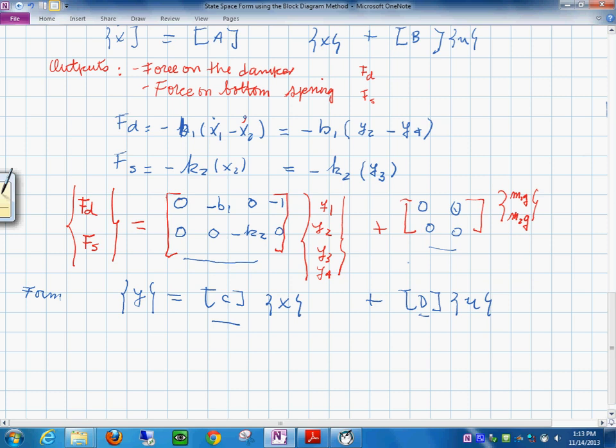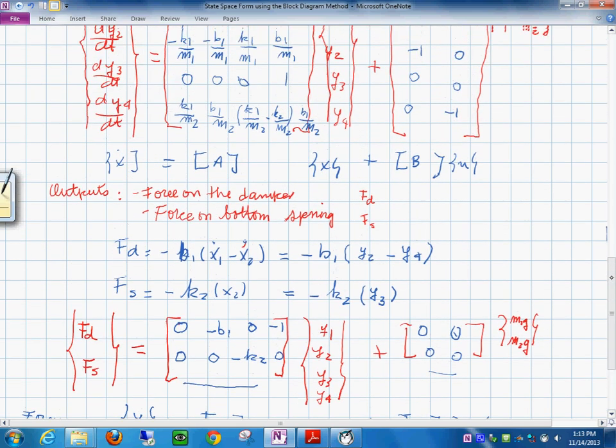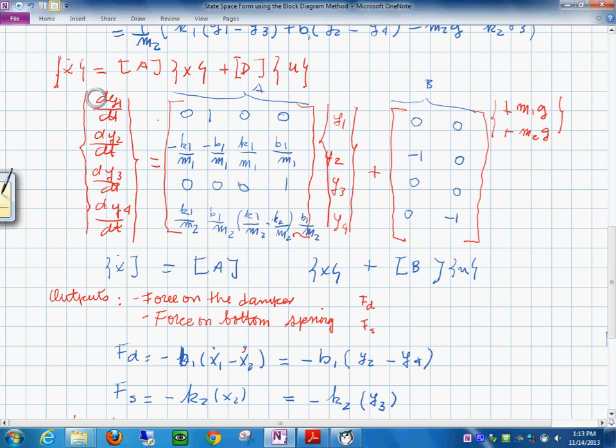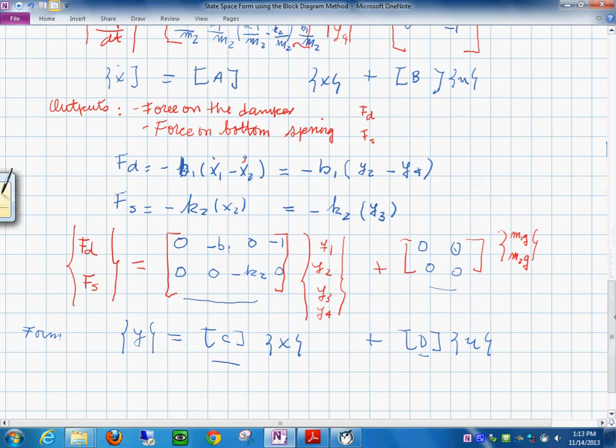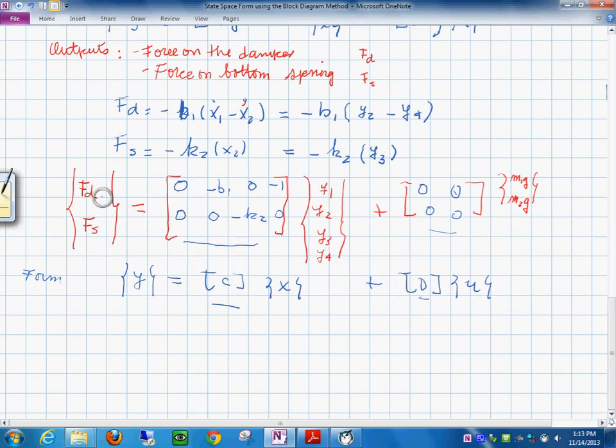for this example. You have the derivatives in here, right there, equal to the matrix A times the state vector, and then the matrix B times this, and then we have the other matrix, the outputs in here in this form, C times the states plus D times the inputs. And this is the state space form.